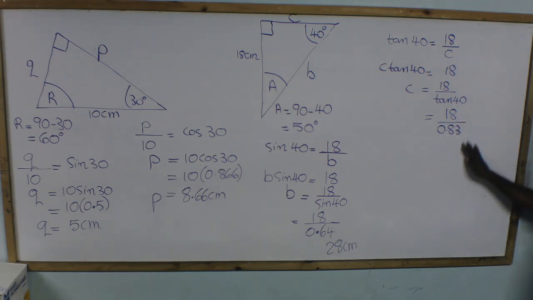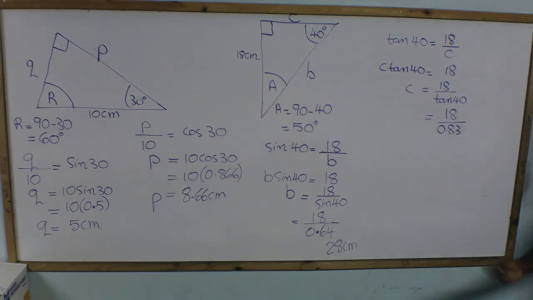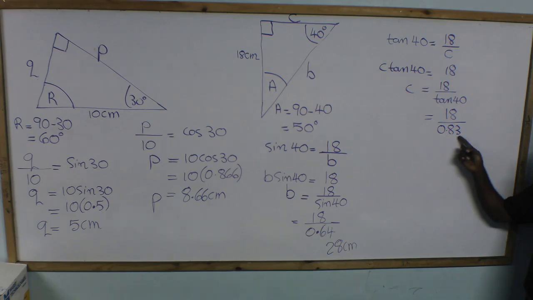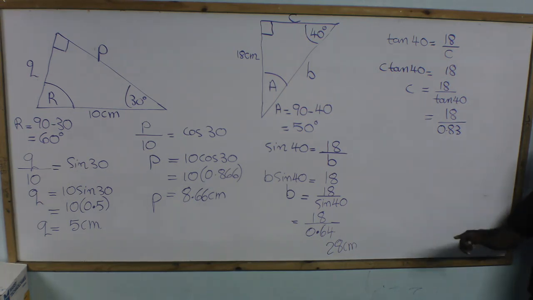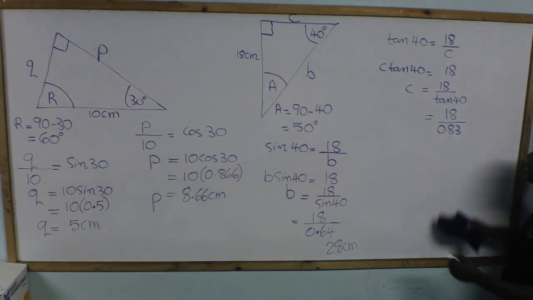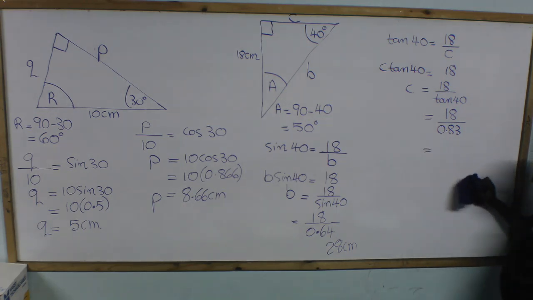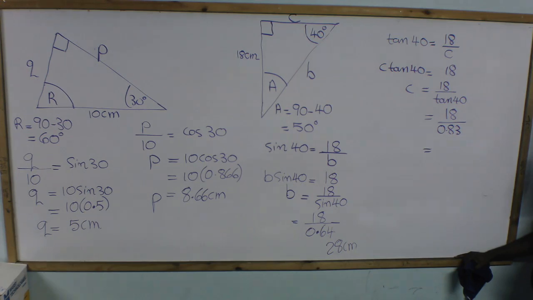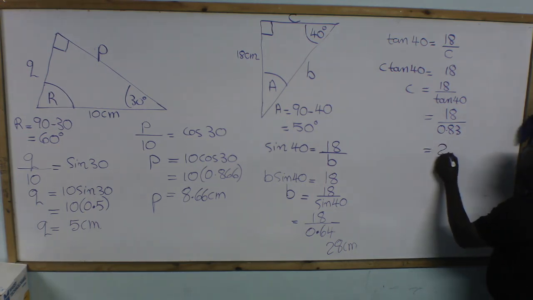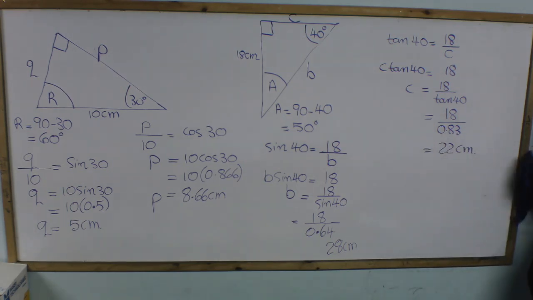Alright. What can we do with this 18 to make a rough check? Something that is close to 0.83. This is 18. What would you use? Something that is not linear. Right, 0.9. And if you use 0.9, you're going to get 20. But this number is less than 0.9, so your result must be larger than 20. So you're looking at 21, 22, or 23. So what do you get? I would use 22. 22 centimeters.